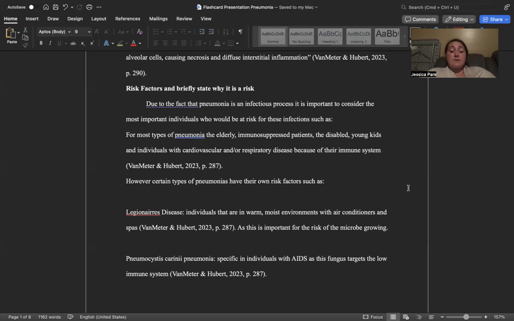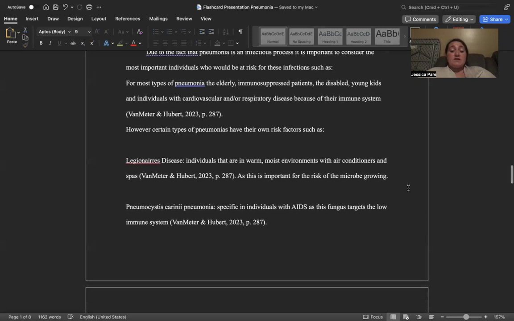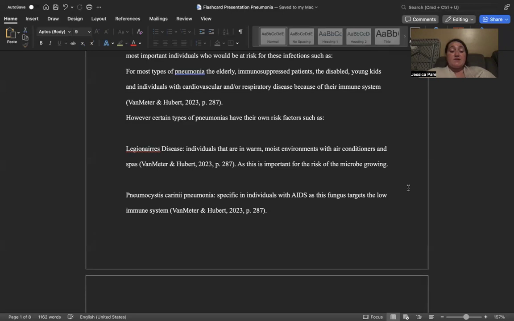However, certain types of pneumonia have their own risk factors, such as Legionnaire's disease. As we identified earlier, individuals that are in warm, moist environments with air conditioners and/or spas increase the risk for this microbe to grow. Pneumocystis carinii pneumonia is specific to individuals with AIDS, as this fungus targets the low immune system.